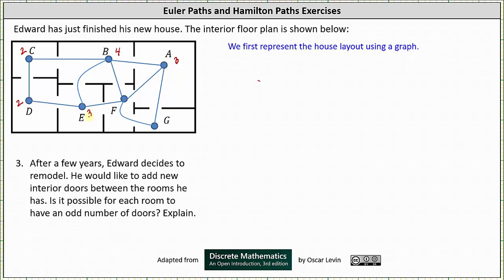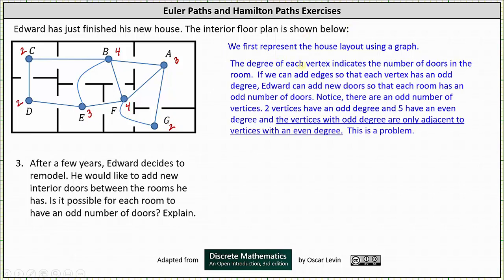Vertex E has degree 3. Vertex F has degree 4. Vertex G has degree 2. So again, notice the degree of each vertex indicates the number of doors in the room. If we add edges so that each vertex has an odd degree, Edward can add new doors so that each room has an odd number of doors.